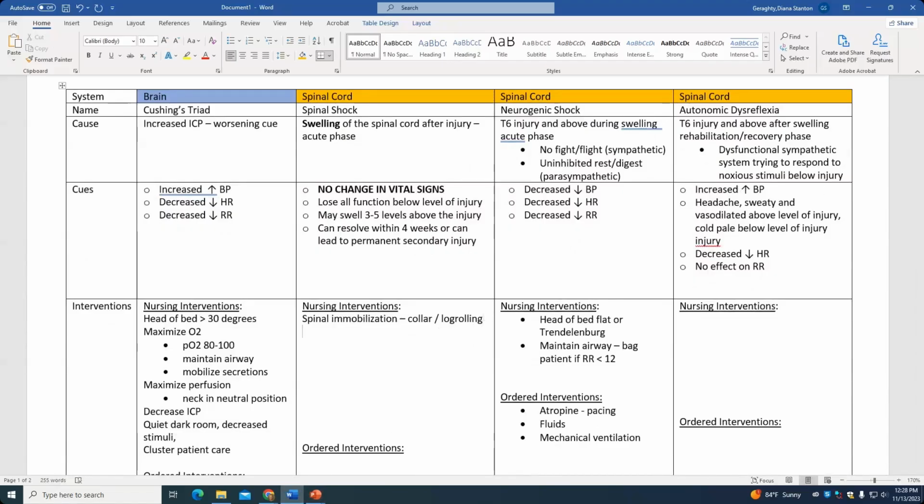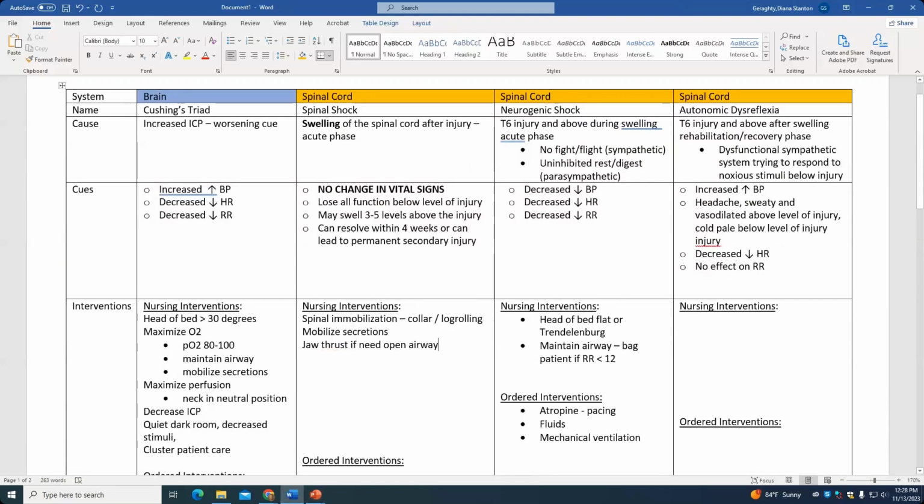We can mobilize secretions. And I'm not going to put maintain the airway because you're going to have a collar. You know how to maintain the airway. But maybe we could put on there jaw thrust. So yeah, basically there's one difference there.